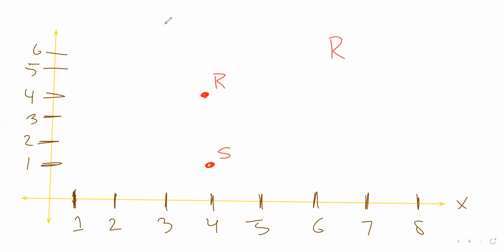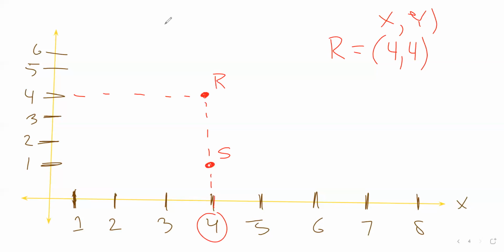Okay, so again, what we first need to understand is the coordinate pair of R. If we look for R, we see, as always, X and then Y. So R is right here. It's lined up with this 4 here, right? I'm going to do this dotted line so we can see it. And over here, it's actually 4 with the Y as well. So our ordered pair is 4X, 4Y. And S has an ordered pair of 4X, so it has the same place, but this time it has 1Y.